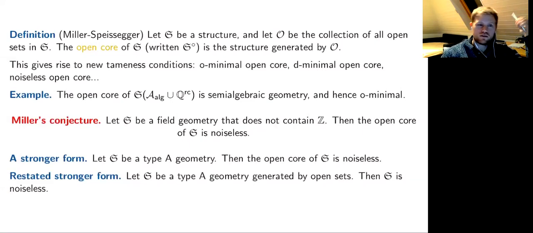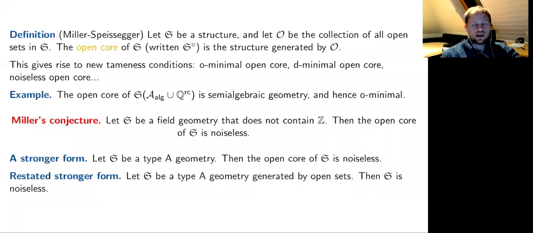So you could take expansions by, of course, arbitrary sets, but it's very natural to consider geometries or structures in general generated by just open sets or by closed sets. If you take a structure generated by the closed sets, then simply take the complements of these sets and take the structure generated by these complements, which are open. So if you restate this conjecture, it really just says that if you take all the structures that are generated by open or by closed sets, and this structure is type A, so it's not wild, then it's noiseless.